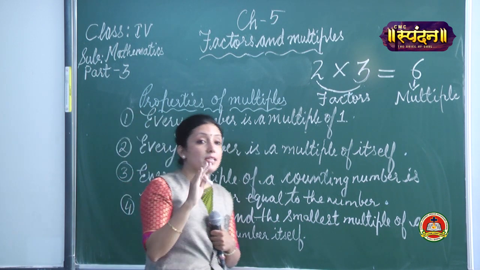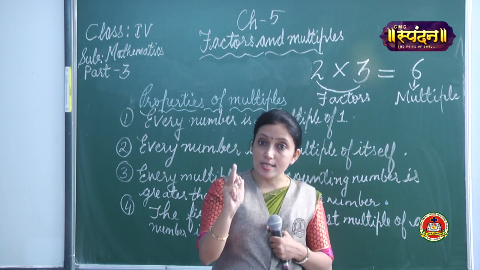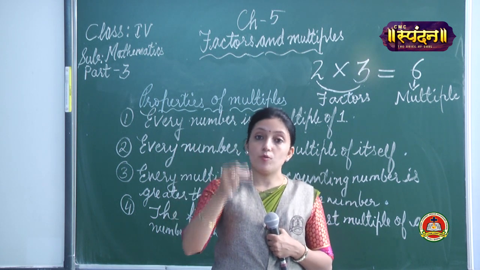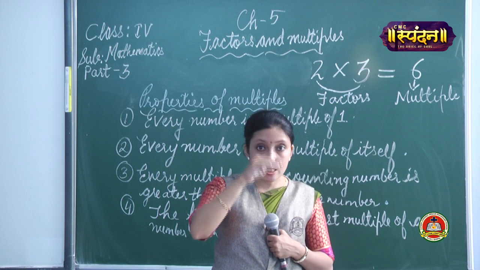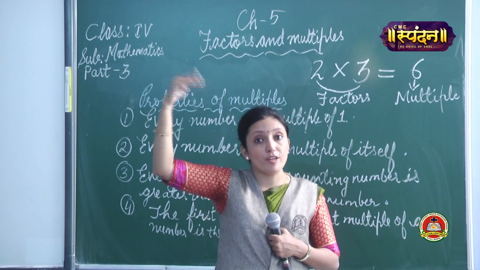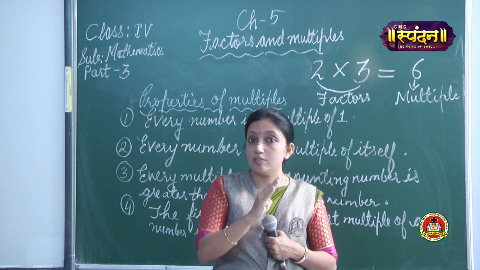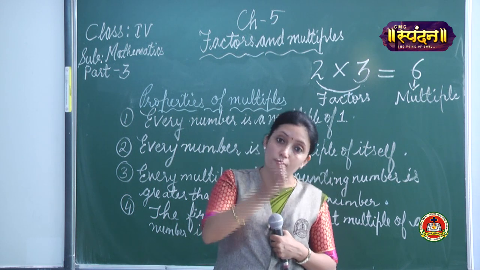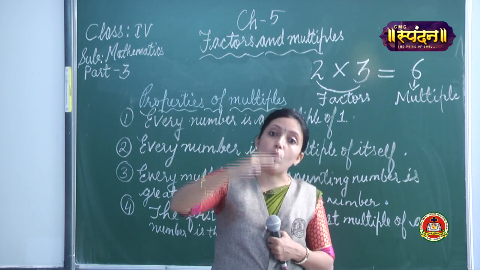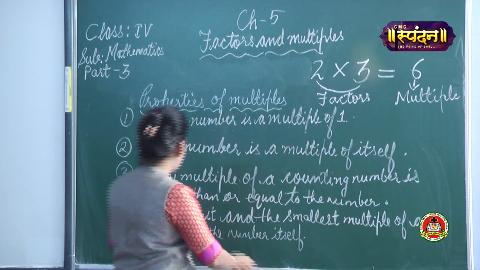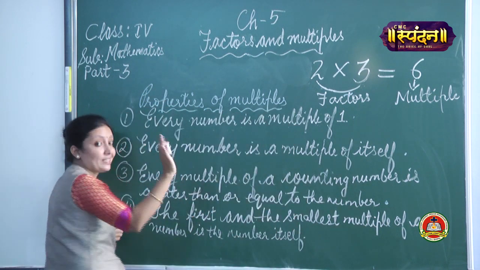Like if I am saying the table of 6, 6 ones are 6, 6 twos are 12. So which is the smallest one? 6, and it is moving on. It is not less than 6. It is always equal to or greater than that. So this property is also satisfied here.